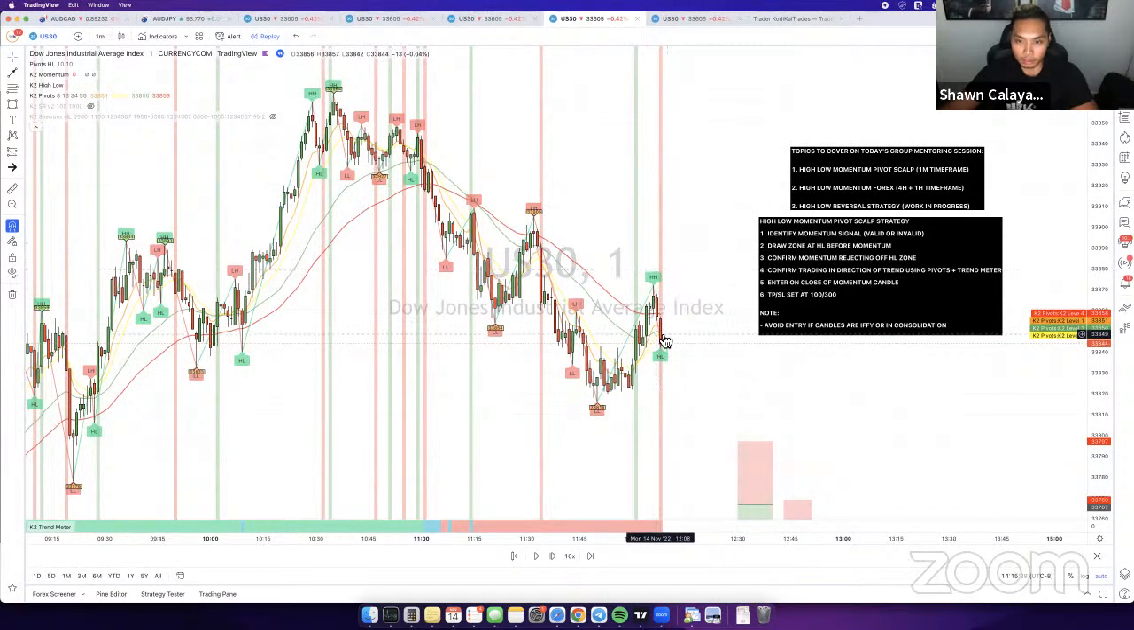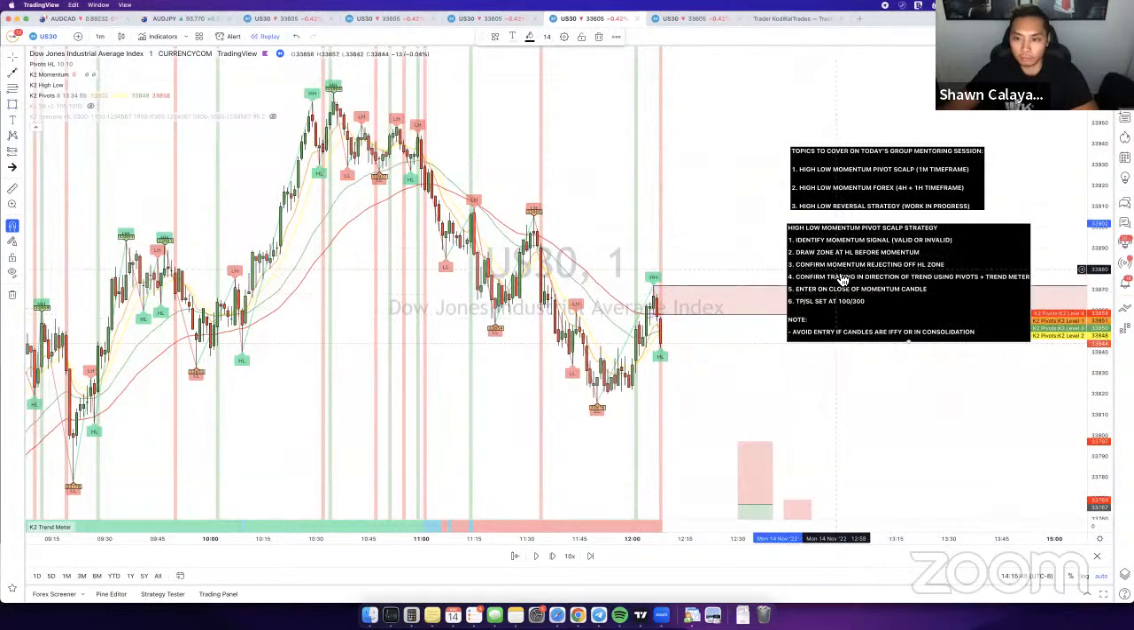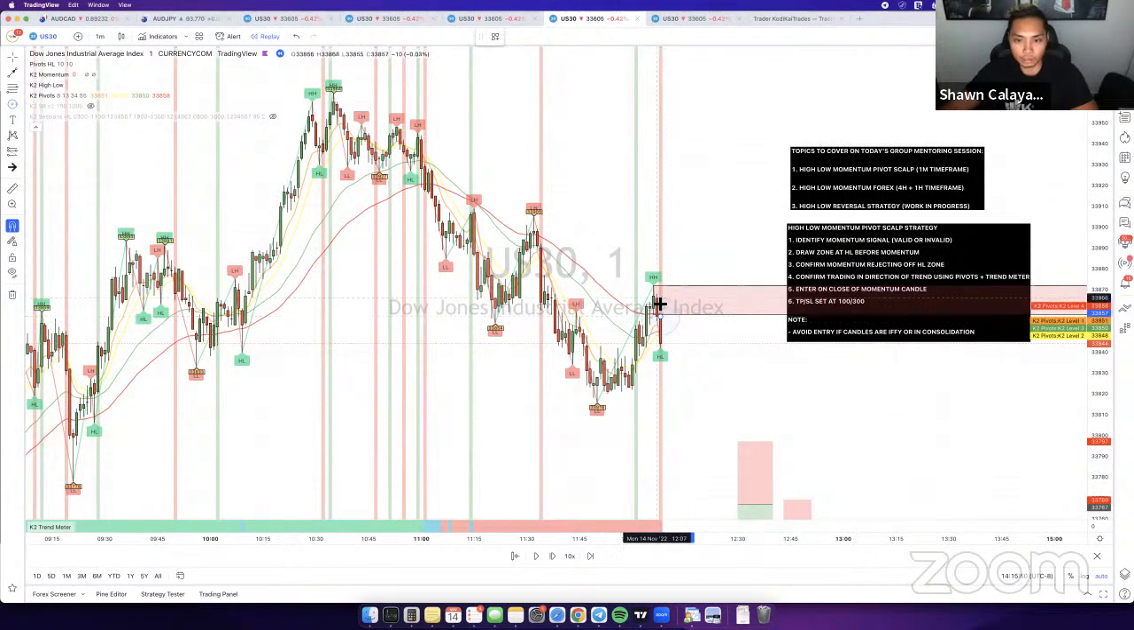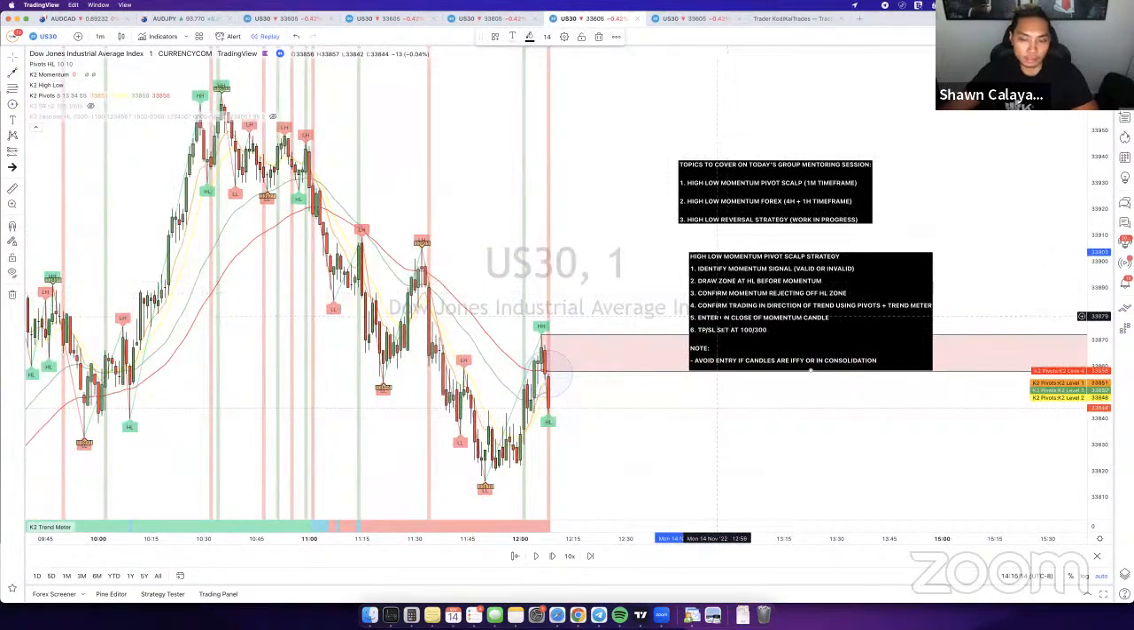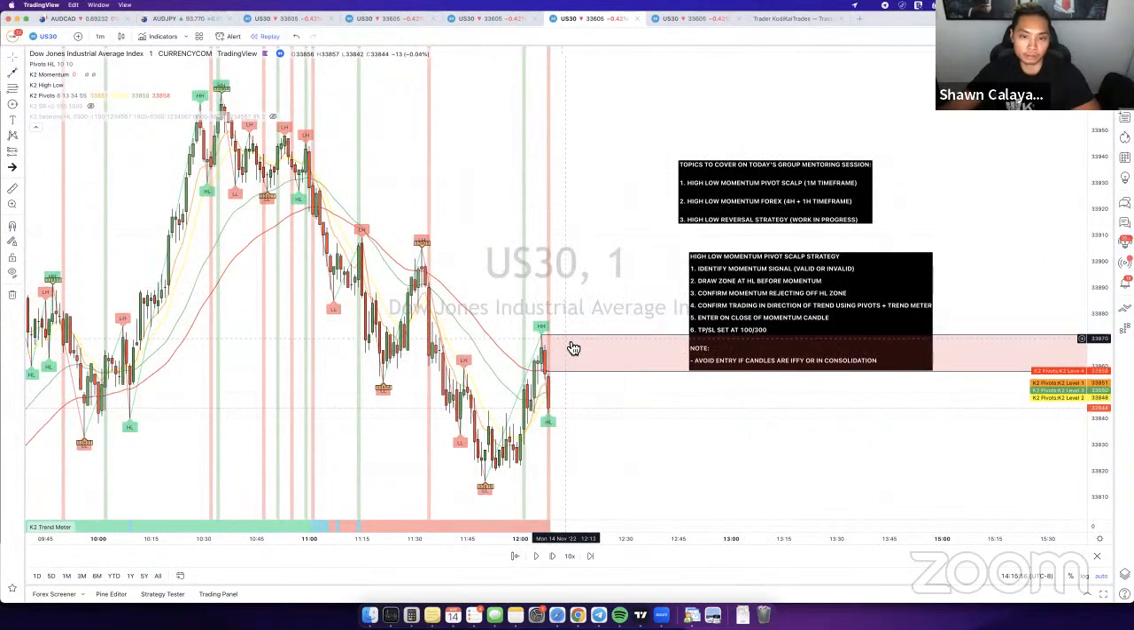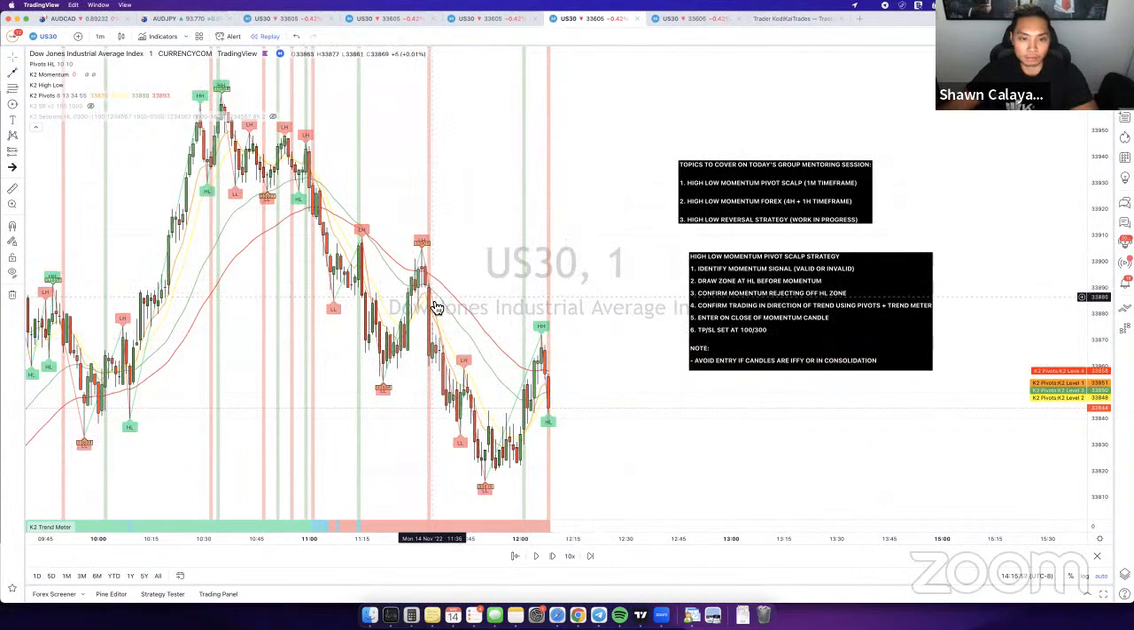Identify momentum signal. We have a sell signal right here. Draw a zone at the previous high. Third, confirm momentum is rejecting off the high-low zone. You can see right here that this momentum is not touching the zone, right? So it's not rejecting off it. With that said, requirement 3 is not met. You can't move on to the next requirement. So this is not an entry. Let's go back to the next one right here.